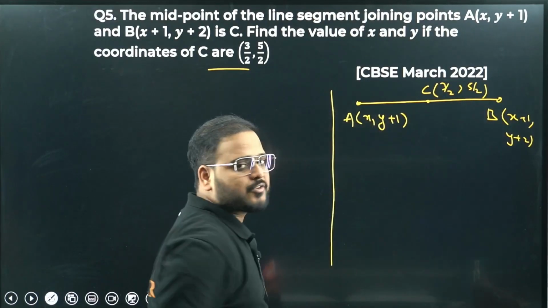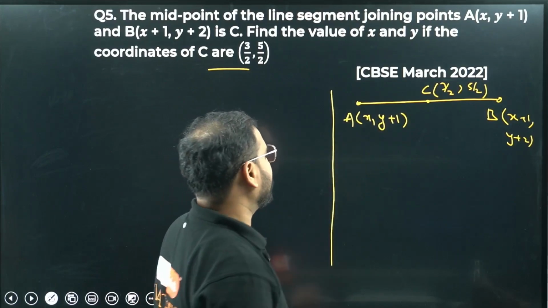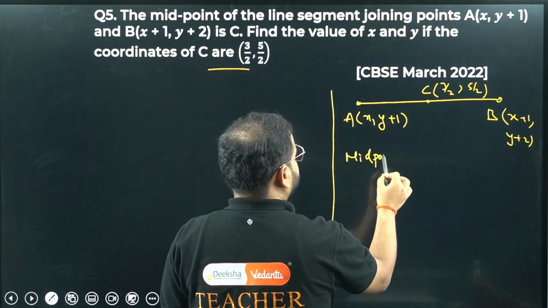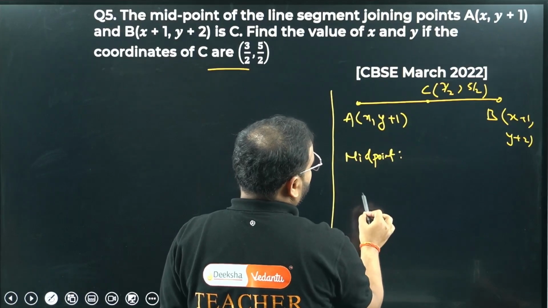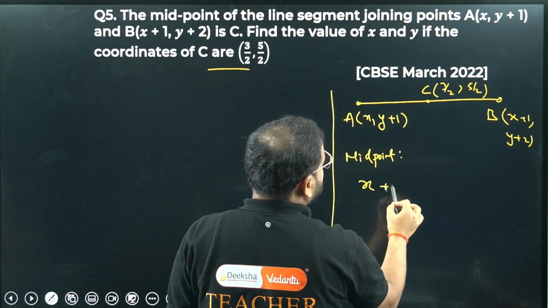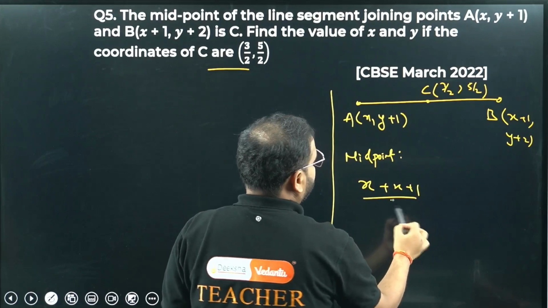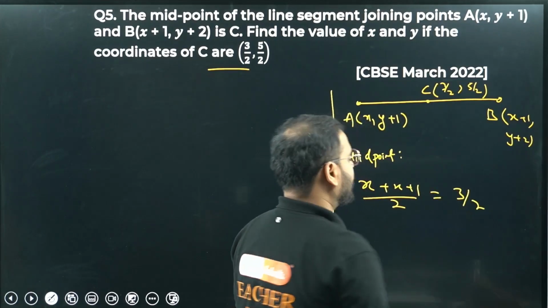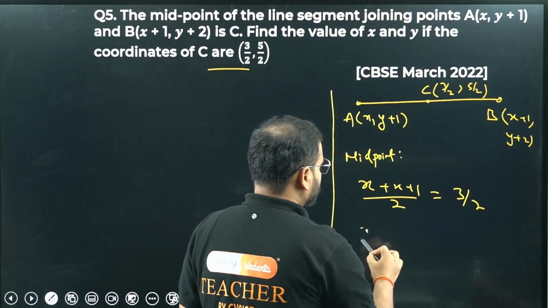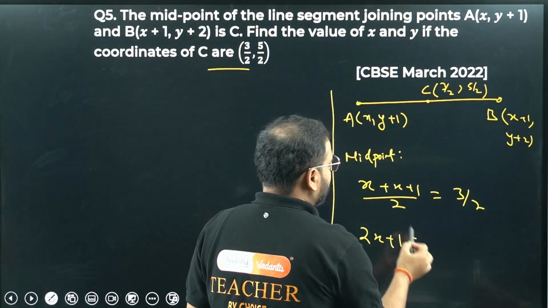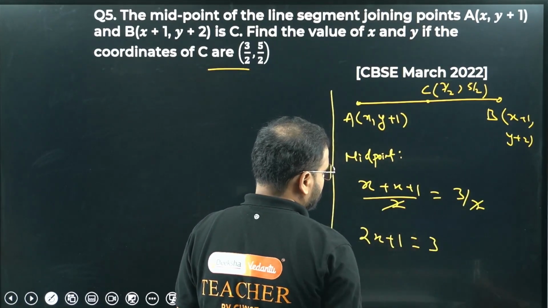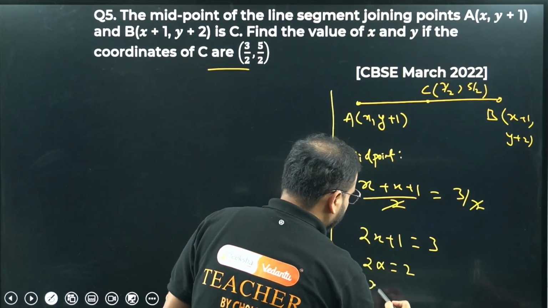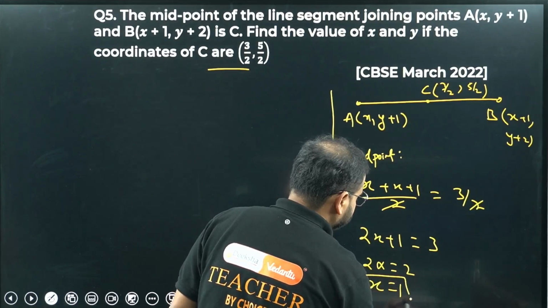So I'll basically find the x coordinate of the midpoint and then compare with the 3 by 2. So how do you find the midpoint? I'll find what? x plus x plus 1 by 2, right? Equals to what? Equals 3 by 2. Okay, simplify from here. I get 2x plus 1, cancel 2 and 2, equals 3. So I get 2x equals 2. So I get x equals 1.